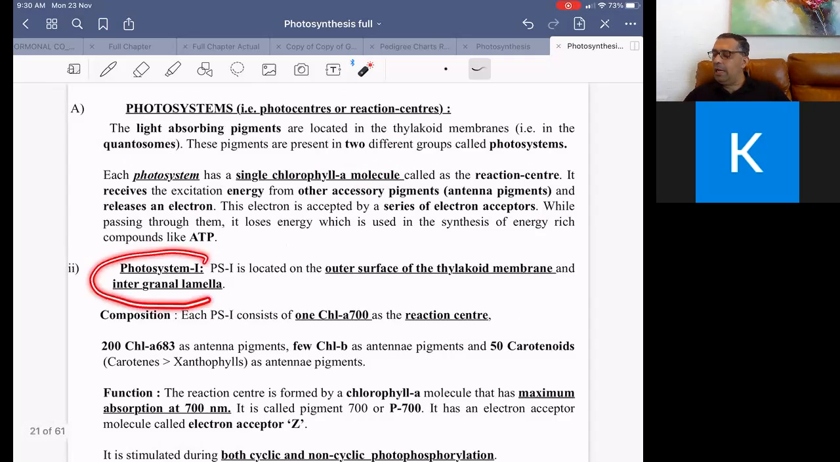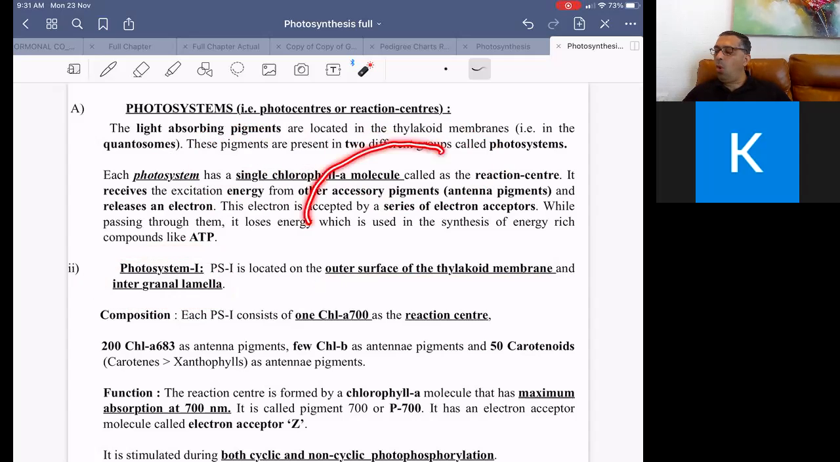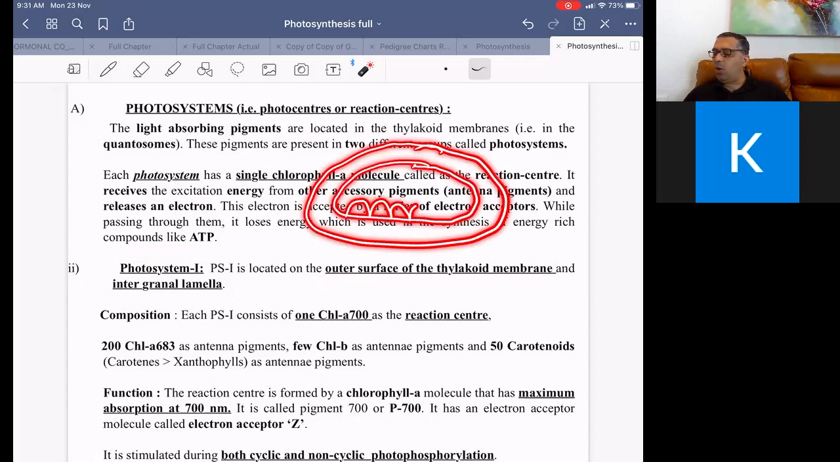Photosystem 1 is located on the outer surface of the thylakoid membrane under intergranal lamellae. ये है ग्राना, और ग्राना में से ये है थाइलाकॉइड. और थाइलाकॉइड में दो मेम्ब्रेन होती है, और ये अंदर होते हैं क्वांटोसोम्स. तो ये है क्वांटोसोम्स.